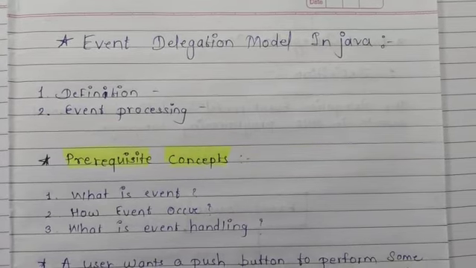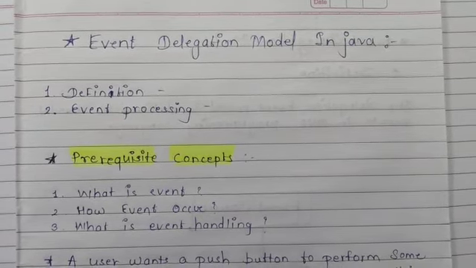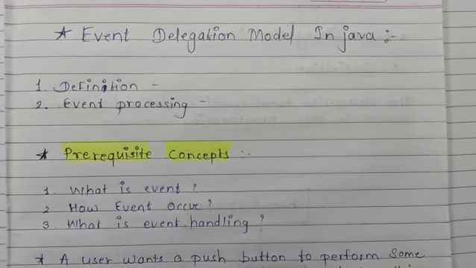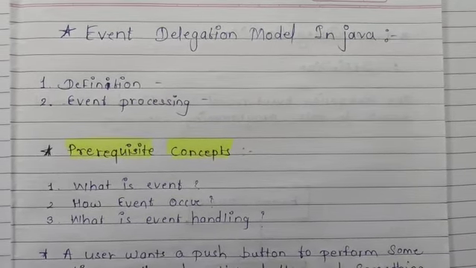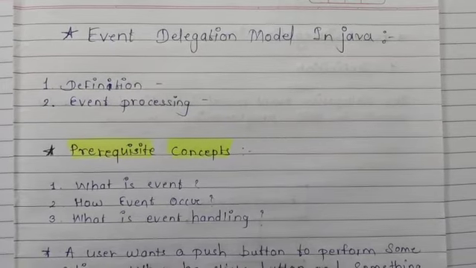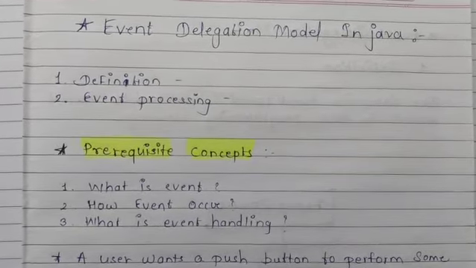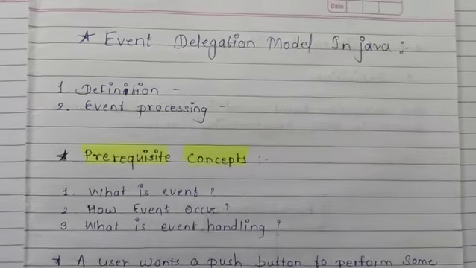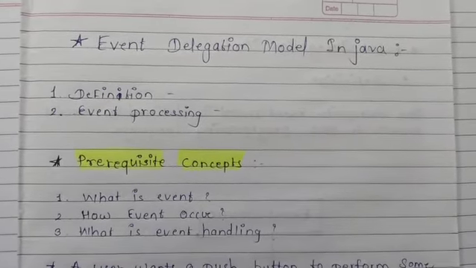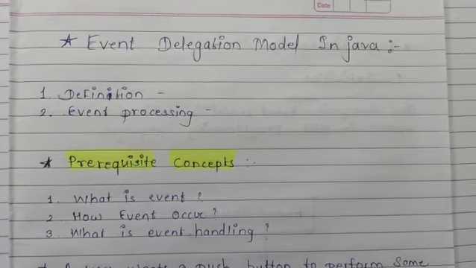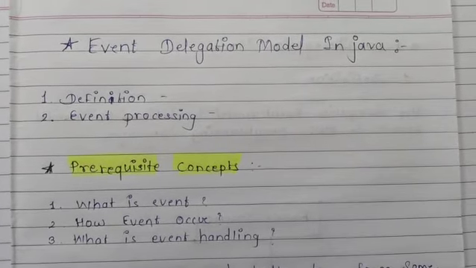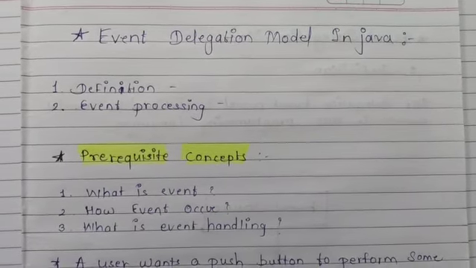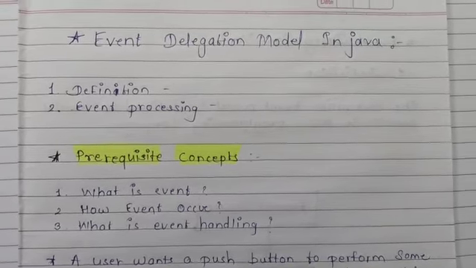Today we are going to learn an interesting concept in Java, that is the event delegation model. In this video, we will cover mainly two concepts related to this: definition and event processing. But before going to the delegation event model directly, we should know the basic concepts related to events: what is an event, how an event occurs, and what is event handling. So let's start with the basics.